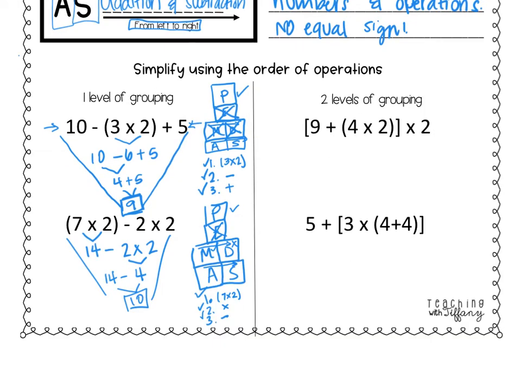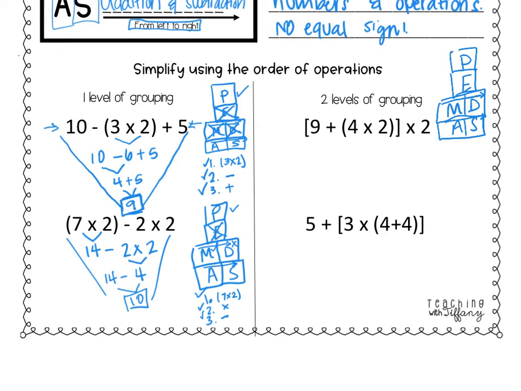All right, boys and girls, now we are going to work with 2 levels of grouping. So remember, every time you have an equation like this, you will write your PEMDAS. Parentheses, exponents, multiplication and division, addition and subtraction. Remember that multiplication and division are solved from left to right, and addition and subtraction are solved from left to right. And now we can look through our equation and list out our steps.